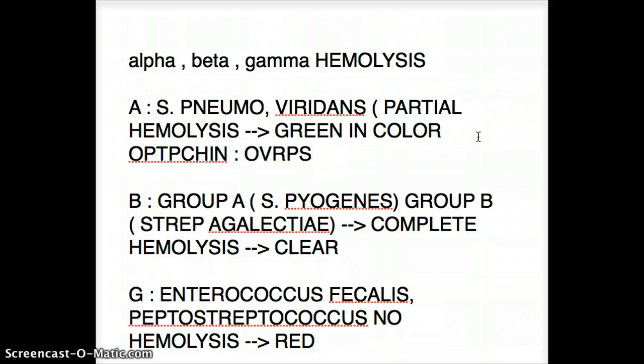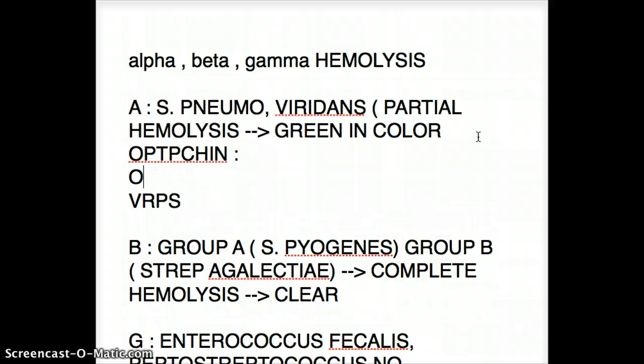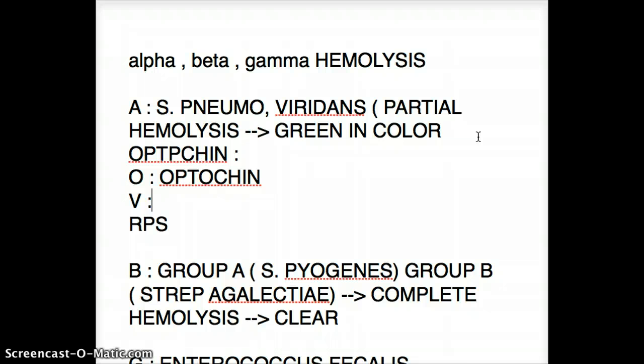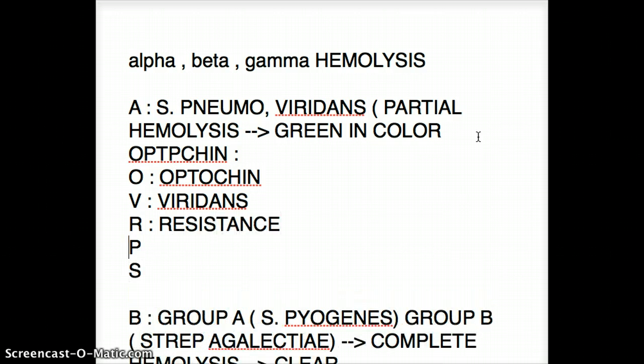Let me write this down. So this is going to be optochin, followed by viridans, followed by resistance. There is no other way I remember it. That's the only way I could remember this. And P is for pneumo. It's going to be sensitive.